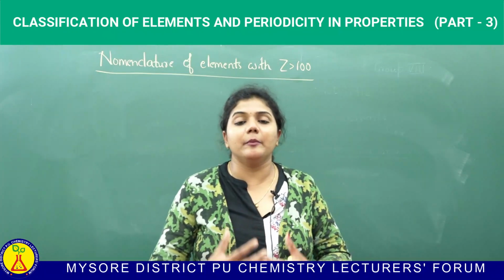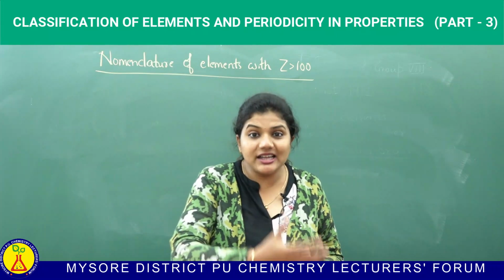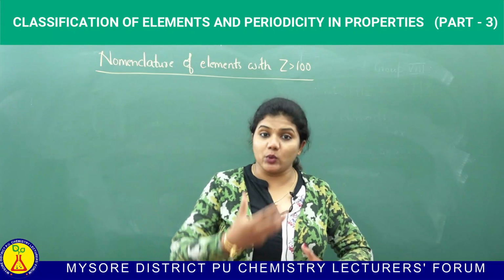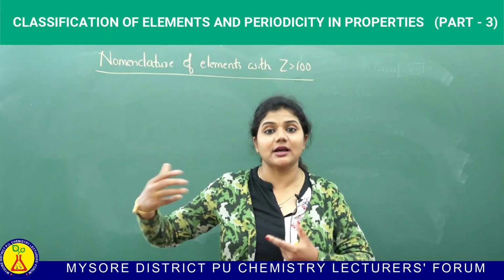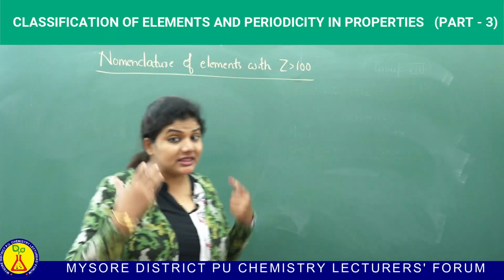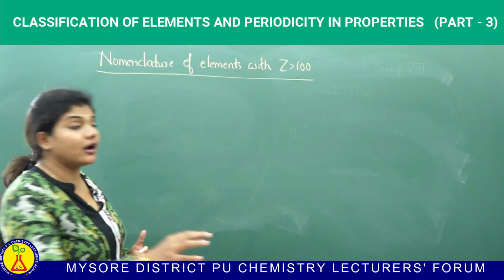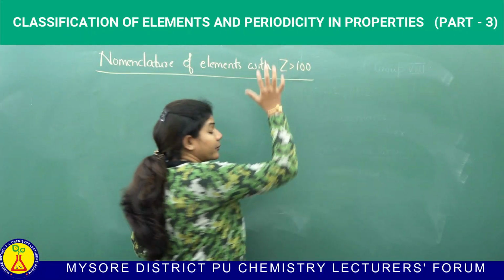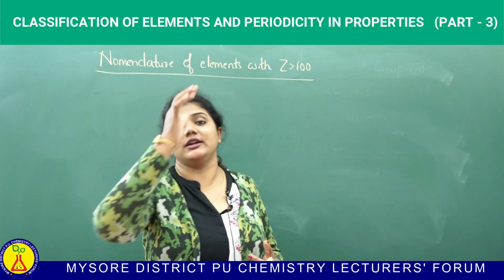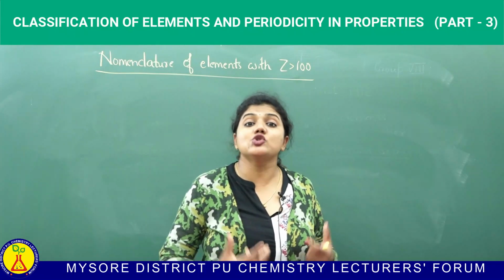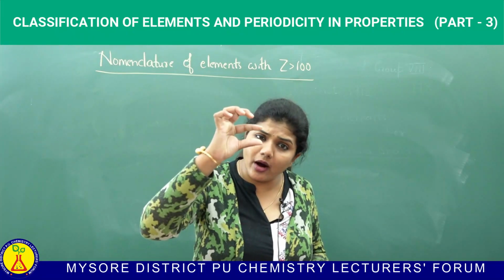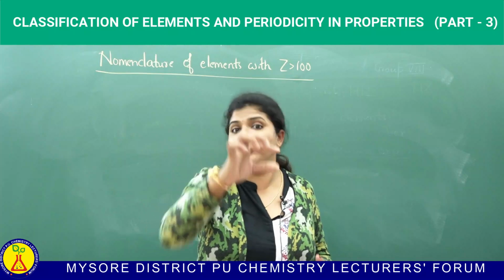Elements with atomic number greater than 100 were discovered recently. They were not discovered long back; they were discovered over time, and many elements were discovered. This particular type of nomenclature applies only to elements with atomic number greater than 100, from 101 to 118, where a special technique is applied. Actually, elements with atomic number greater than 100 appear naturally in very small, trace quantities.